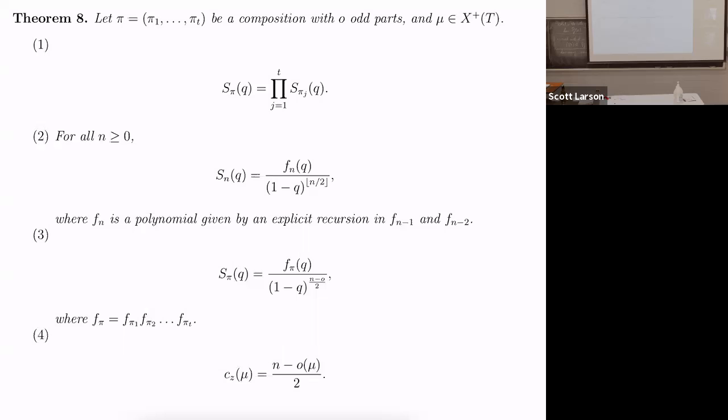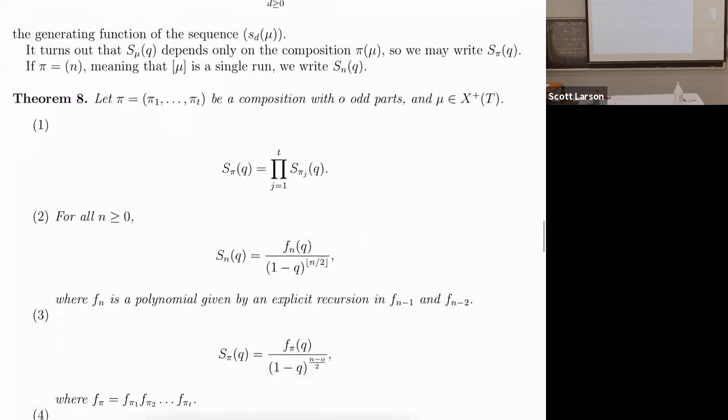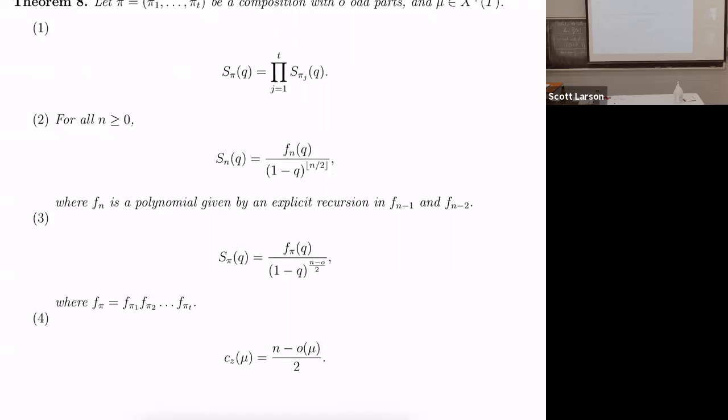Putting those two together, then S pi of q is just F pi of q in the numerator, which is the product of the F pi i for the various parts, divided by 1 minus q to the n minus o over 2. And then just using a little standard Taylor series theory, that means that the rate of growth of these numbers, S d of mu, is n minus o over 2.